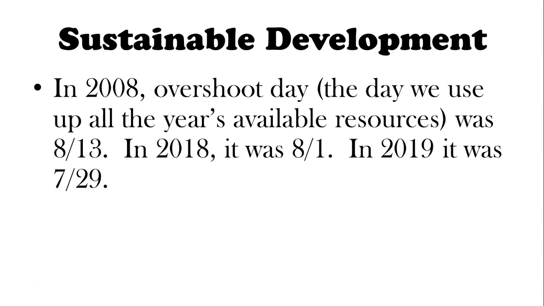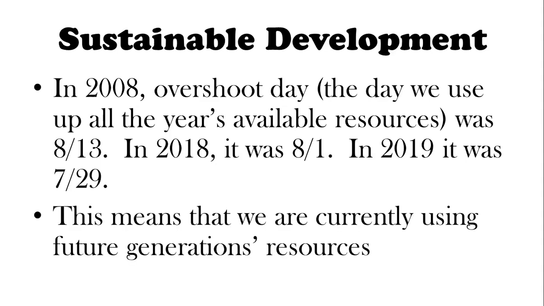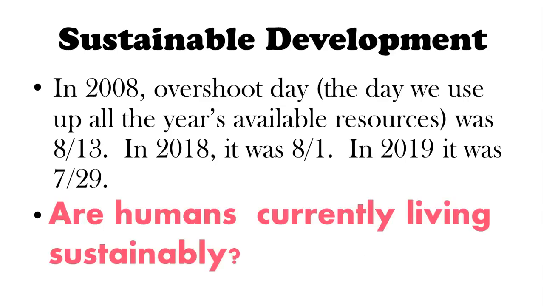And if we look at the trend for this over time, we see that in the past, it's been later than it is now. For example, in 2008, the overshoot day was on August 13th. So that means that on that day, we've used up all the natural equity that the Earth has produced in that year, and we started to dip into our reserves. 10 years later, we saw that it was August 1st, and in 2019, it was at the end of July, the 29th. So what this means is that after that date, we are using future generations' resources. So I want you to think about this. Are humans currently living sustainably?